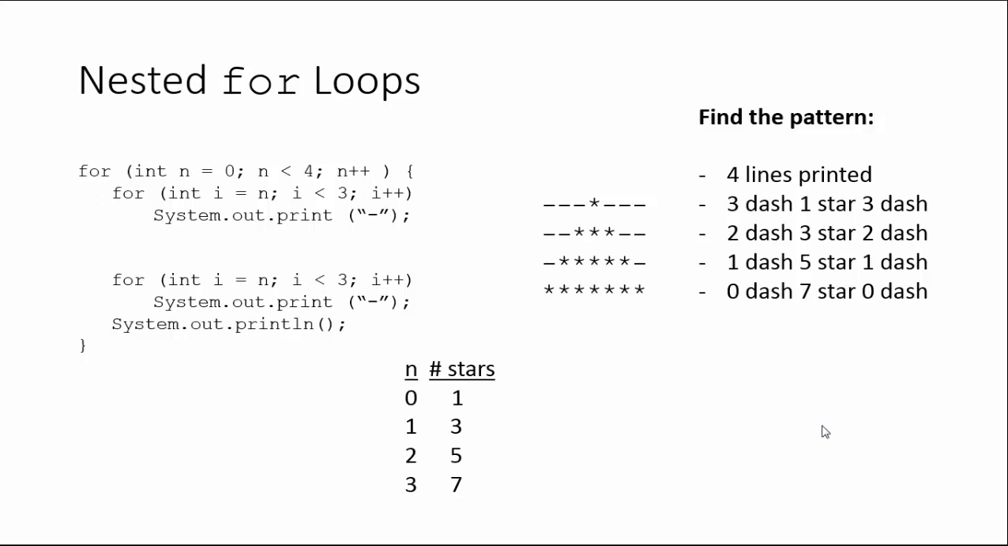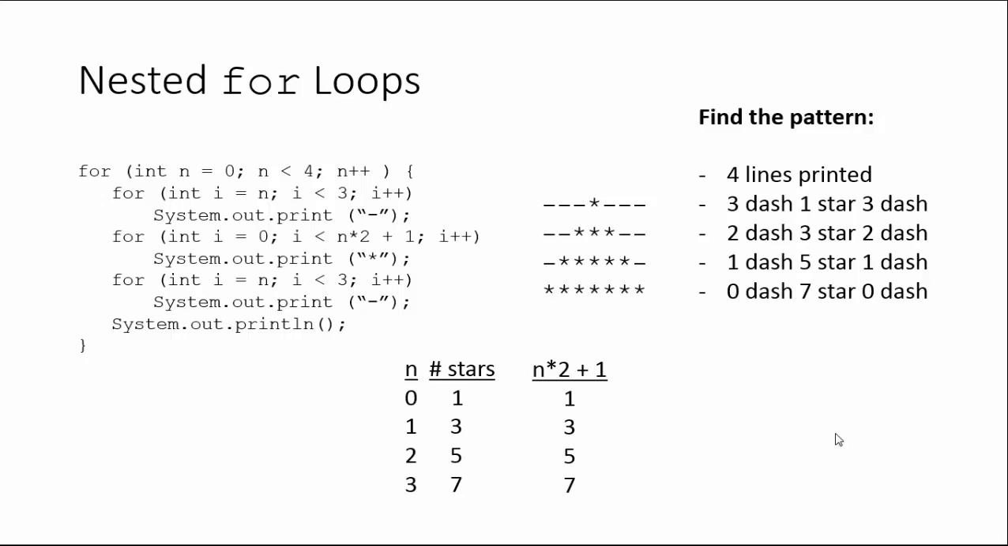So let's see if we can come up with an algorithm to calculate the number of stars based on what n is. Well, how about n times 2 plus 1? So when n is 0, this expression will evaluate to 1. When n is 1, this expression will evaluate to 3. When n is 2, this expression will evaluate to 5. And when n is 3, this expression will evaluate to 7. So that is the algorithm to print the number of stars.